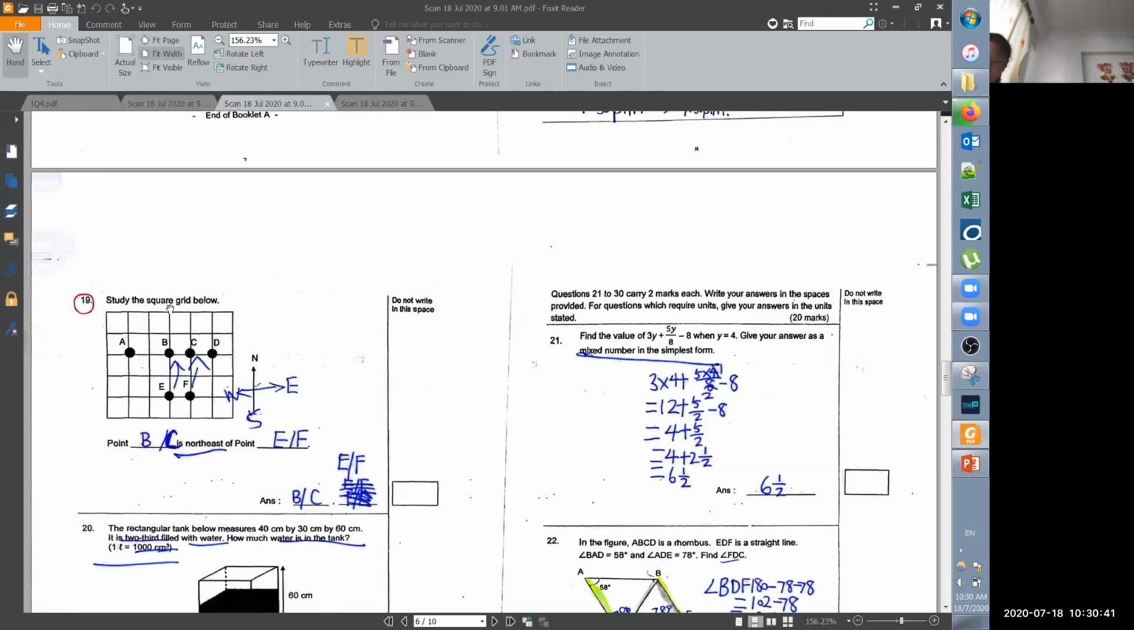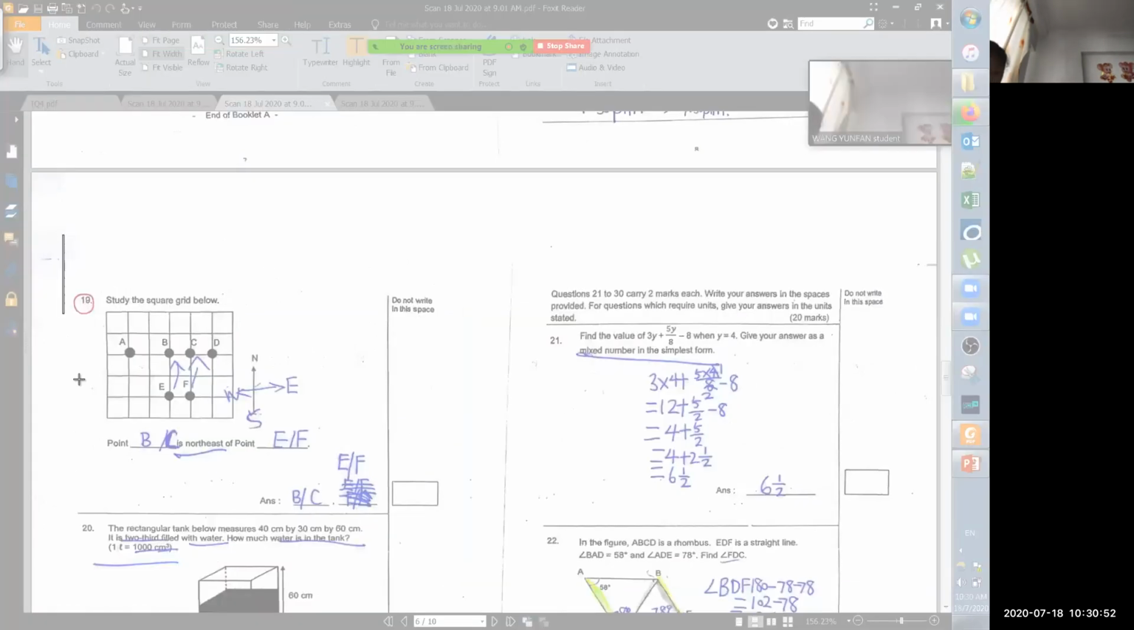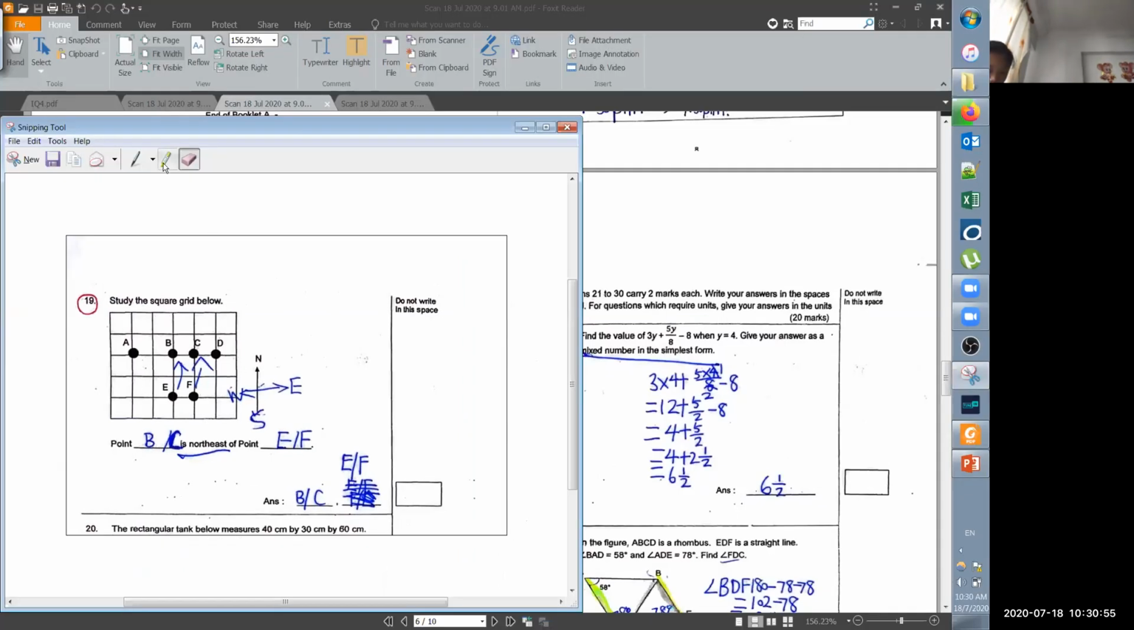All right. Study the square grid below. What is northeast of northeast? So you are to write down this coordinate. Northeast is here, right? So which one is northeast? Something like this, right? So that means D is northeast of E, right? Yeah, northeast is here, right? So what you need to do is northeast. Am I right?